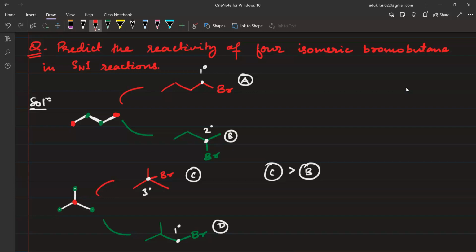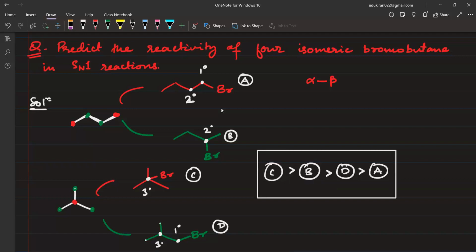Now, what if the alpha carbon is not giving you any particular decision? If the alpha carbon is having a tie, then you look at the beta carbon and the degree of the beta carbon. So if I look at this beta carbon, it is going to be 2 degree, because it's connected to this 1 degree and also to this 1 degree. Now, this beta carbon here is going to be 3 degree, connected to 1, 2, and 3 carbon atoms. So if you have a tie on alpha, you look at the beta carbon. So after this, you will have D followed by A. So this is the order. Please write this down.